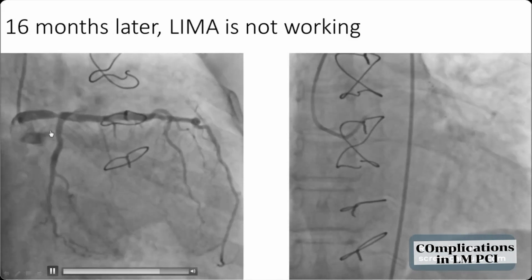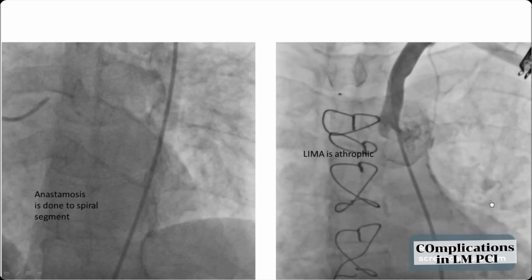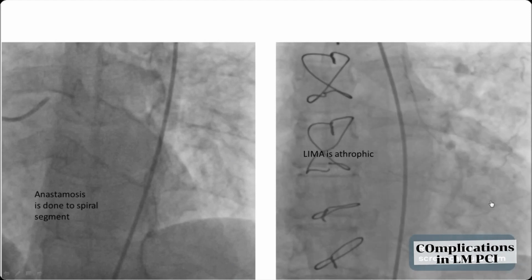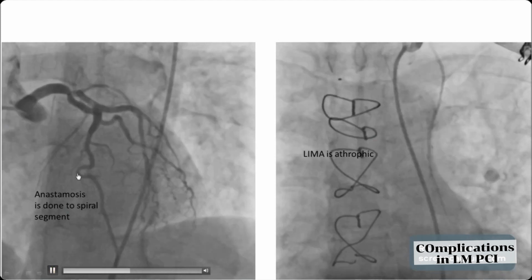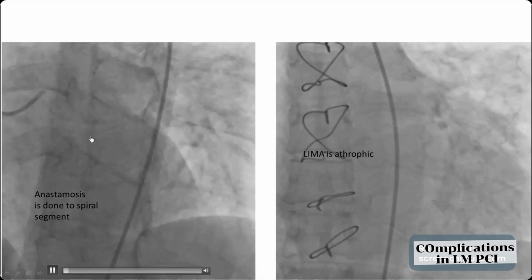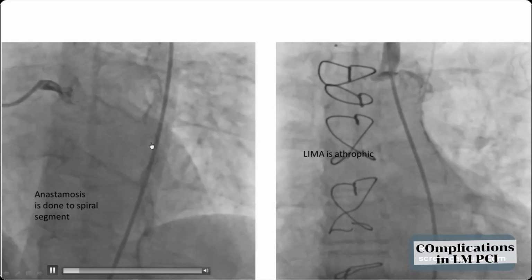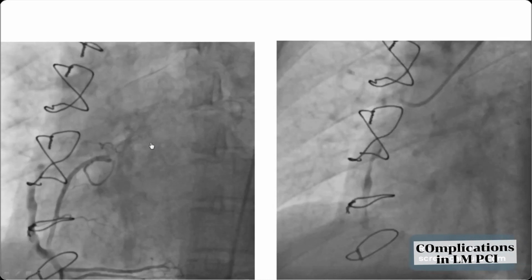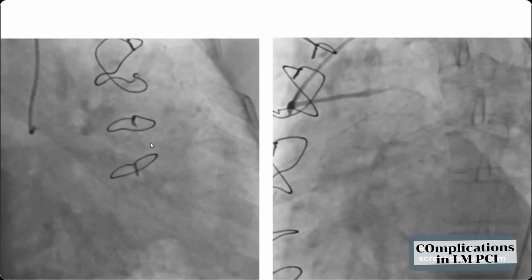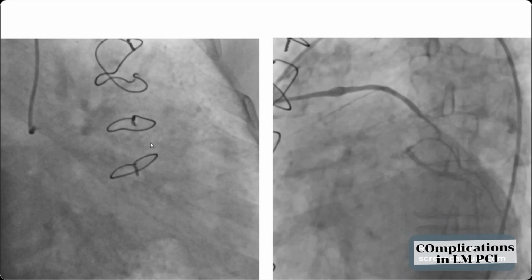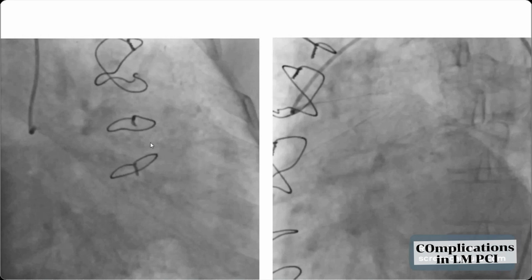LIMA was not functioning. There was antegrade flow in both circumflex and LAD. We were surprised. This is the LIMA. LIMA is atrophic, and the anastomosis is here in the curve area. We don't know the role of this curvature in the malfunctioning LIMA. And this is the RCA. RCA looks patent. The ostial lesion is only moderate, and the saphenous vein grafts became filled with thrombus.